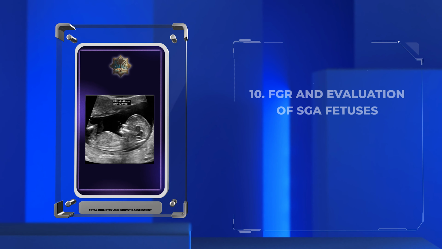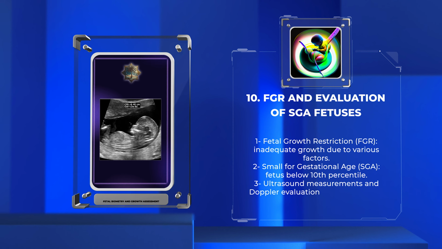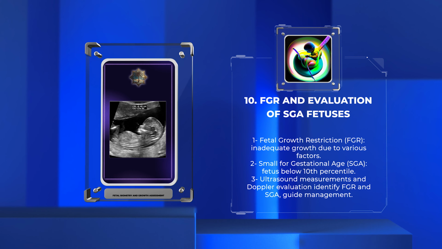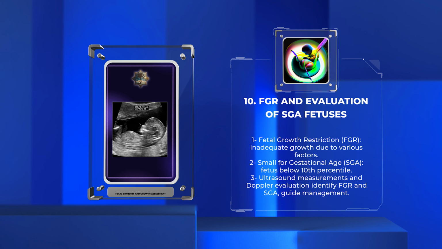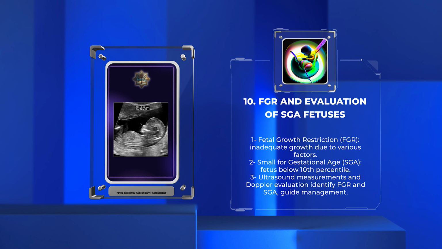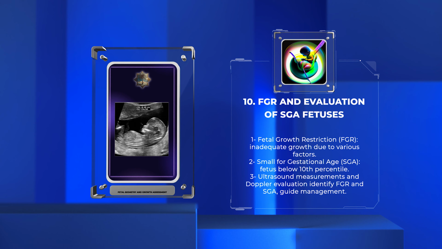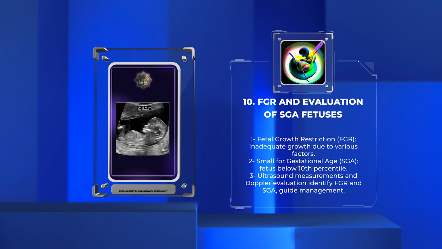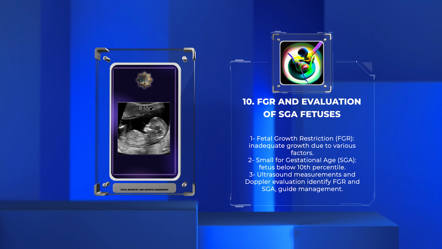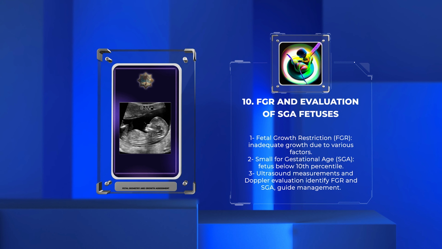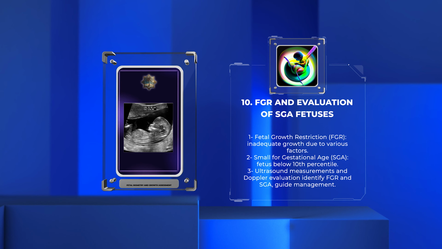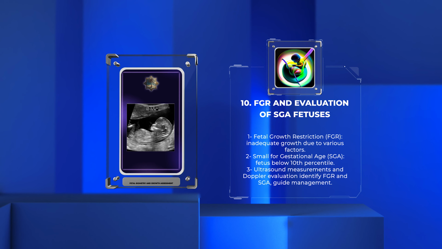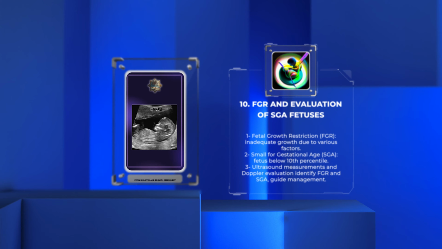Fetal growth restriction, FGR, and evaluation of small for gestational age, SGA, fetuses are critical aspects of obstetric ultrasound. FGR refers to inadequate growth of the fetus due to various factors, including placental insufficiency, maternal conditions, or genetic disorders. SGA refers to a fetus whose size falls below the 10th percentile for gestational age. Through ultrasound biometric measurements and Doppler evaluation, we can identify FGR and SGA fetuses early, implement appropriate management strategies, and reduce the risk of poor perinatal outcomes.